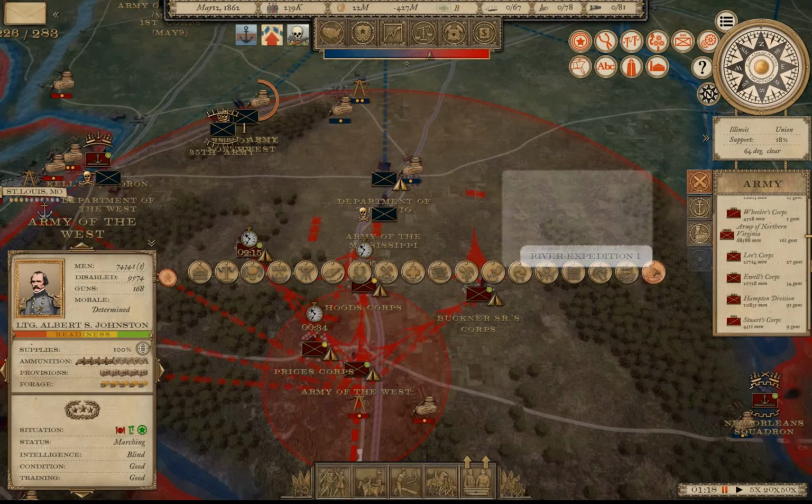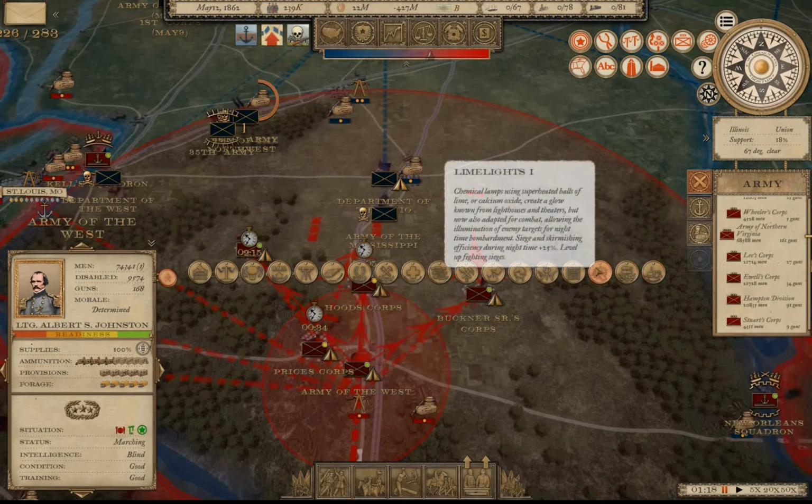Many choices. Limelights: chemical lamps using superheated balls of lime, or calcium oxide, create a glow known for lighthouses and theaters, but now also adapted for combat, allowing the illumination of enemy targets for nighttime bombardment, siege, and skirmishing efficiency during nighttime, plus 25%.